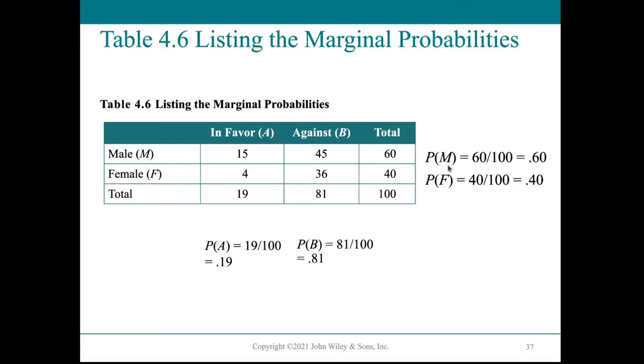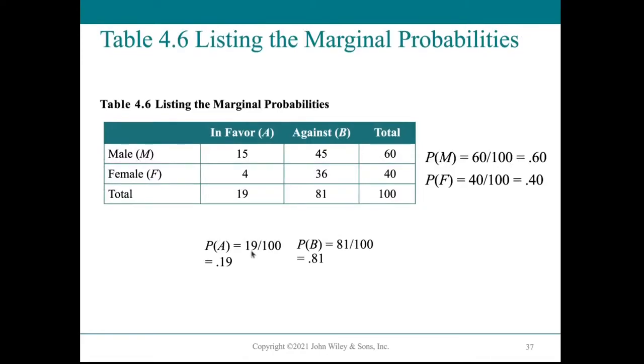So a marginal probability is, say, what's the probability of having a male respondent? That's just 60 out of a total of 100 respondents. So that's 0.60 or 60%. And that's one marginal probability. Another is what's the probability of being a female respondent? That's 40 over 100 or 0.40. So regardless of whether you vote in favor or against, you are just considered either a male or female. You're just considering one of the two possible outcomes of a certain event. So that's your marginal probability.